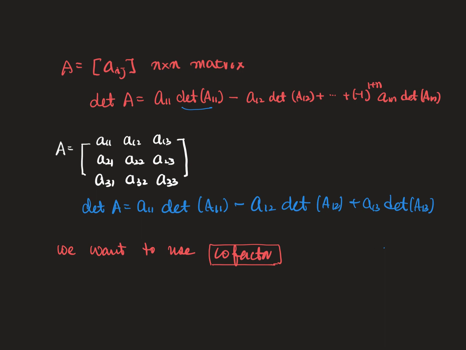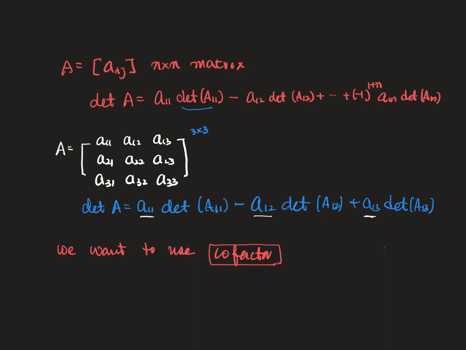So let's do a quick review. This is a 3 by 3 matrix. How can we define determinant A? We have A11, first row, first column, times determinant A11, which means you delete the first row and first column. Second is A12 times determinant A12, then A13 times determinant A13. That's how we define determinant of a 3 by 3 matrix.